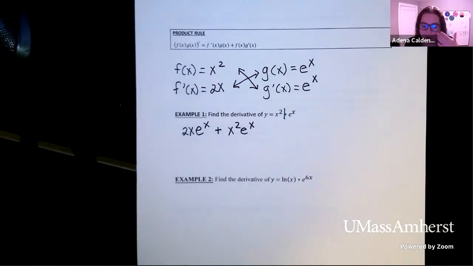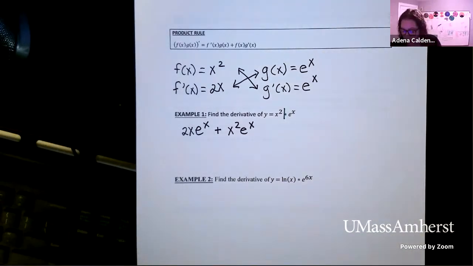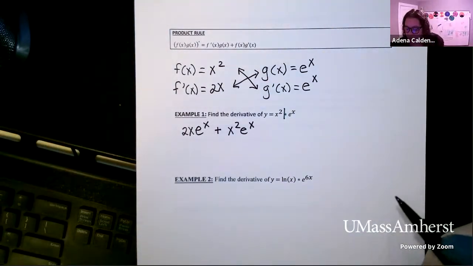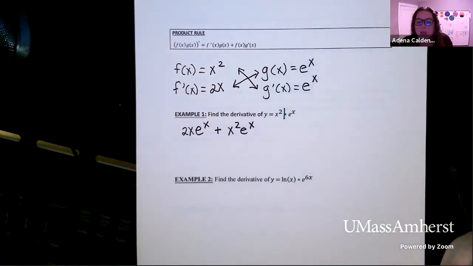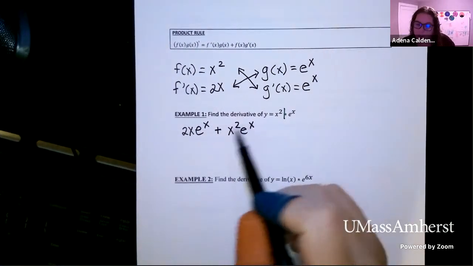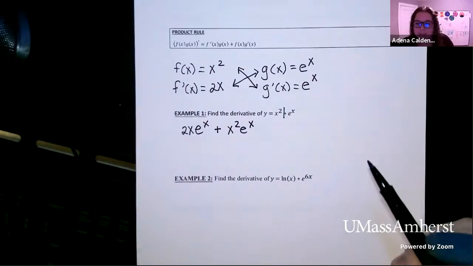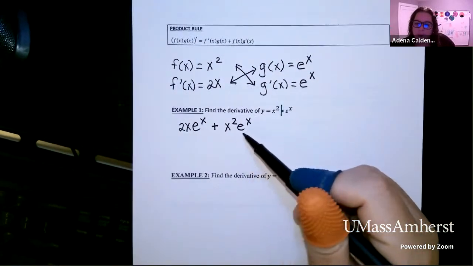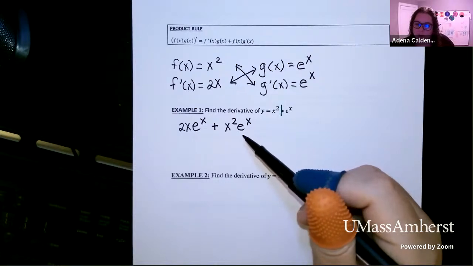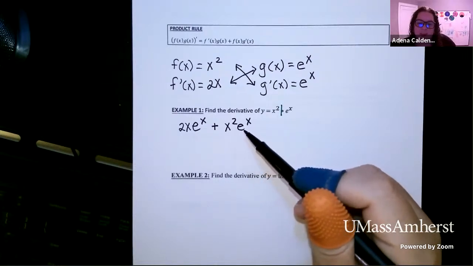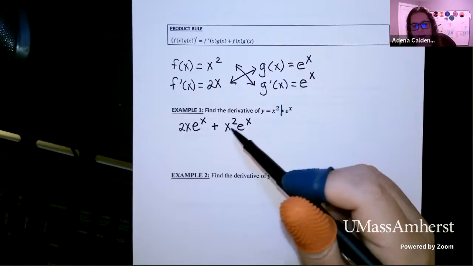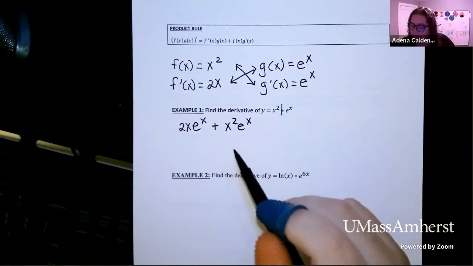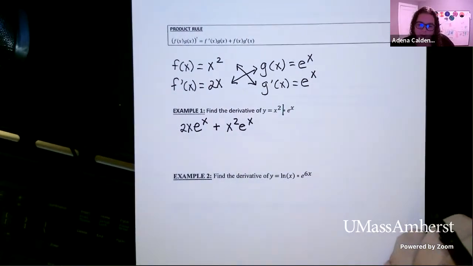Now I want to talk about how we write these terms just so that we're on the same page, that they mean the same thing. Typically, terms that are all multiplied together are listed in order of difficulty. So polynomials will typically come before exponentials. So x squared times e to the x is the same thing as e to the x times x squared, but we'll typically write the x squared first.